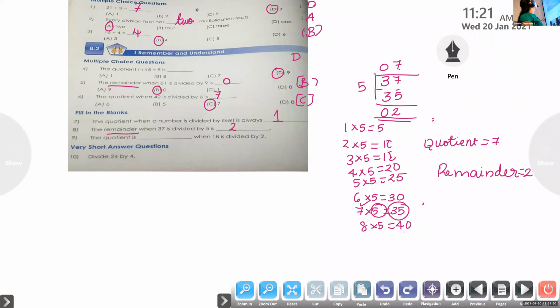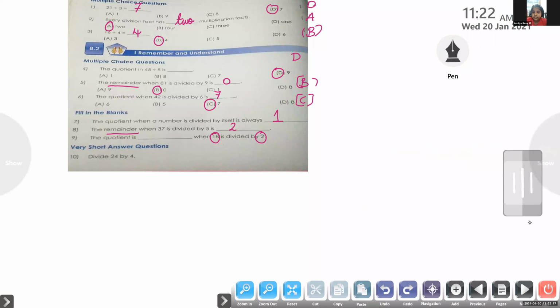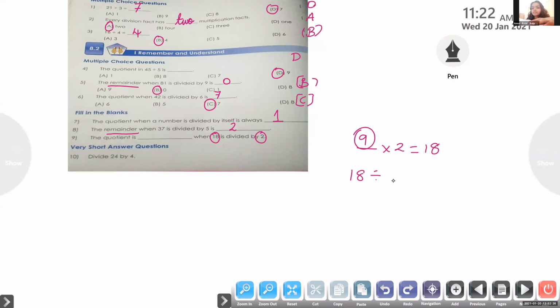Yes, Anlia, continue. The quotient is when 18 is divided by 2. So when 18 is divided by 2, what is the quotient? So my dear, whether 18 is coming in the table of 2? Yes. 9 into 2 is equal to 18. So from this 18 divided by 2, what you will get? 9. All of you right? 9.